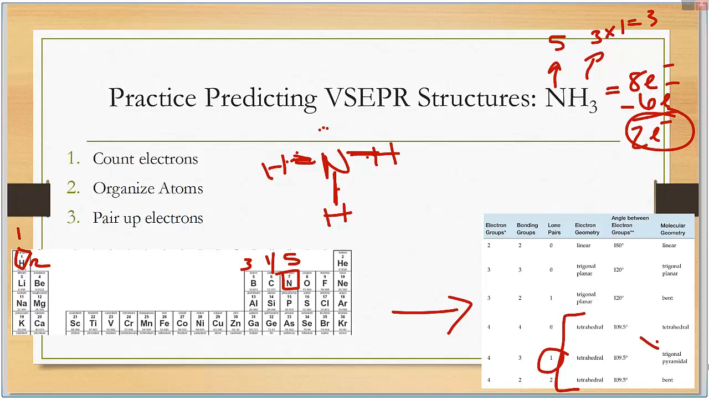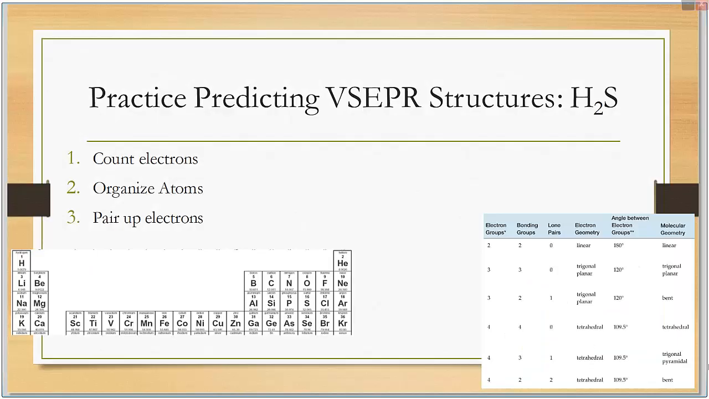Try this again. H2S. Count the electrons. 1, 2, 3, 4, 5, 6. Sulfur is 6. Hydrogen is 2 times 1. So that's a total of 8 electrons. Hydrogen will never be in the middle. So when we organize the atoms, sulfur will be in the middle with hydrogen on either side.